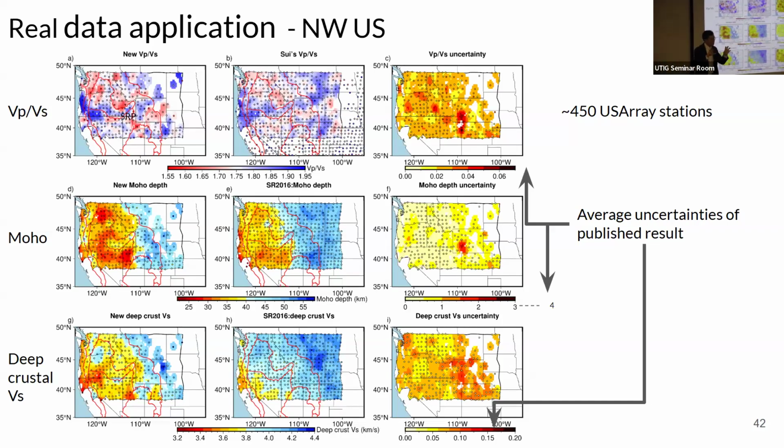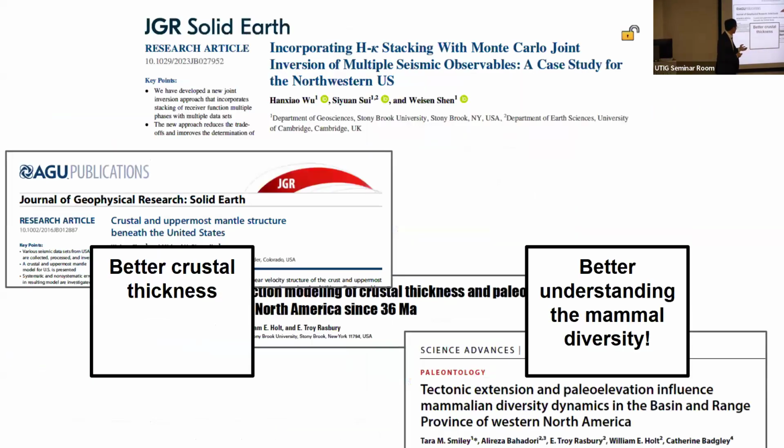This is like picking the best of the two traditional methods. And we suddenly solve this problem, which means we now get better crustal thickness. And perhaps those geologists, if they rerun their models, will get a better understanding. They can double confirm or revise their conclusions now.